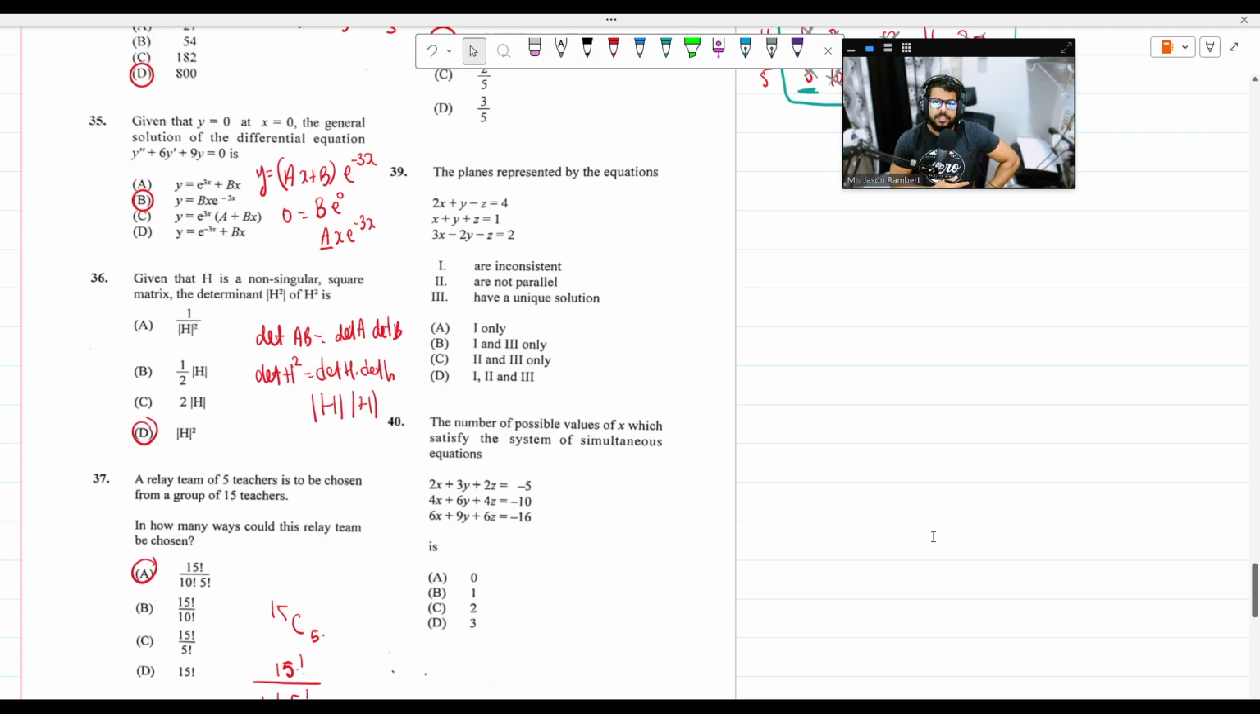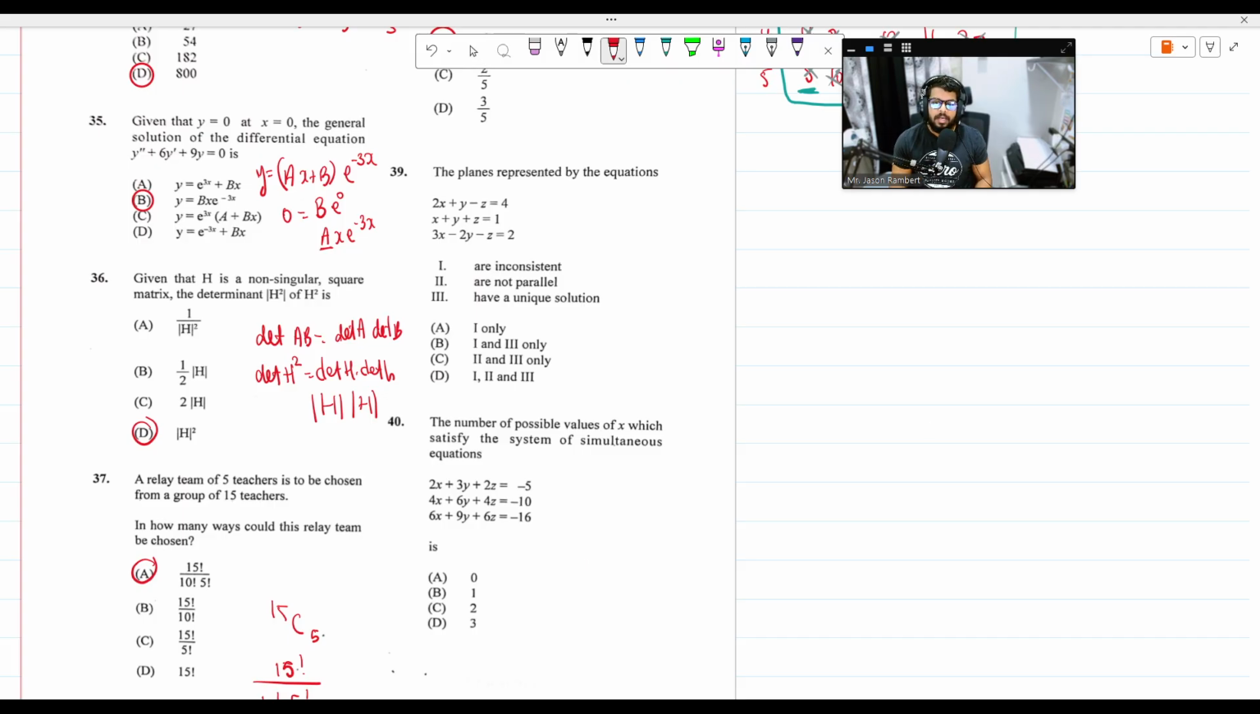The planes represented by the equations. All right, so when you see things like this, you're checking to see if they're parallel. So are these planes parallel to each other? 2x, to get x, I had to divide by 2, right? So the first and the second equation is not parallel. To get minus 2y, I had to multiply by minus 2. So none of these things are parallel to each other.